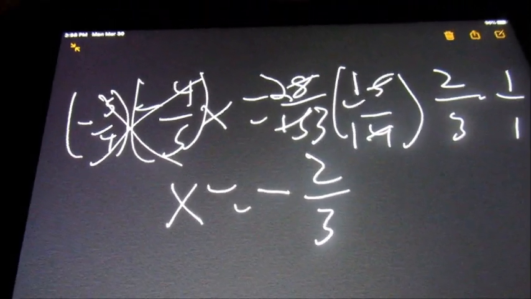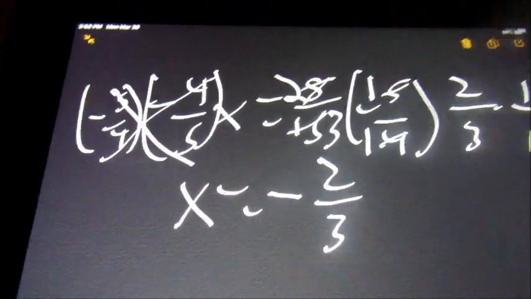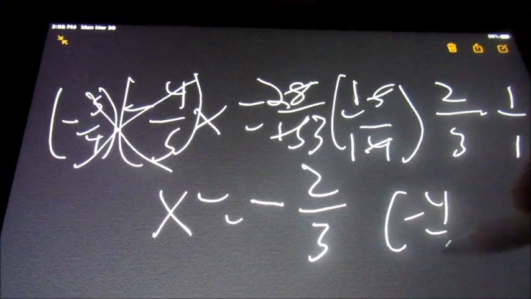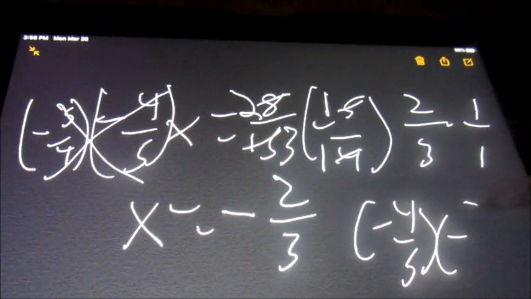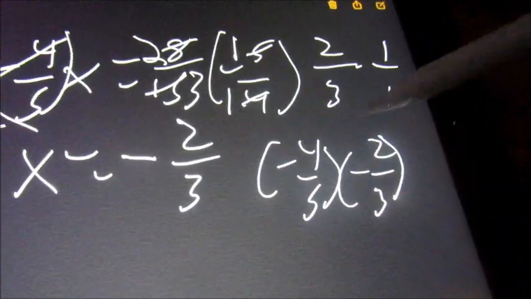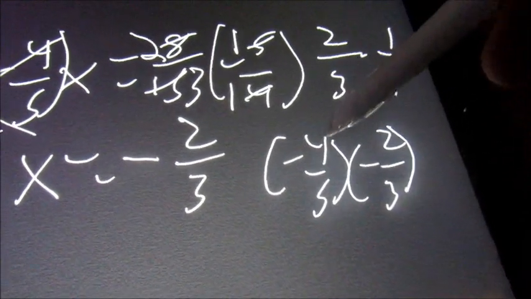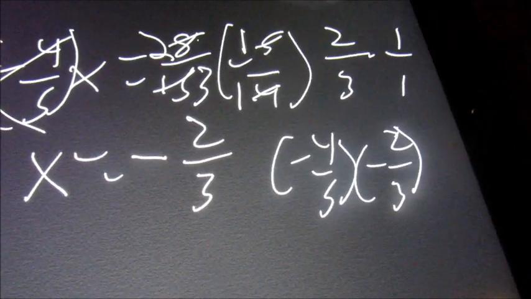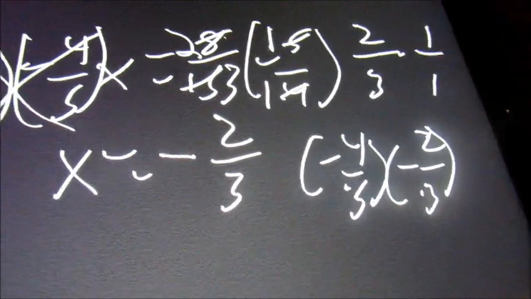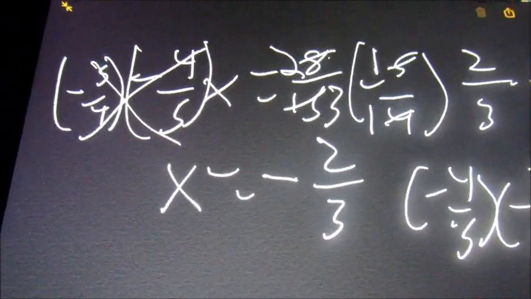If we want to check ourselves with that, we have negative 4 over 5 times negative 2 over 3. Negative times negative is positive. 4 times 2 is 8. 5 times 3 is 15. So we got this one correct as well.